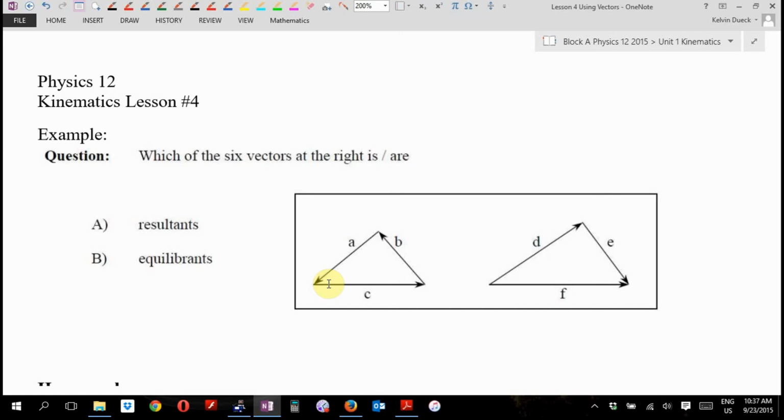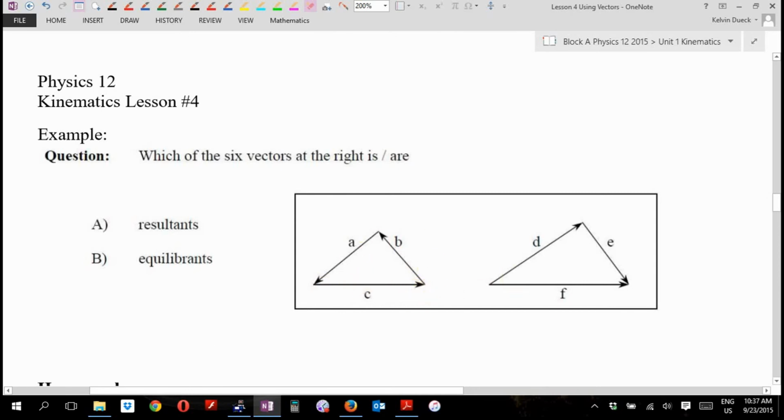Let's see. I would go like this. I would go like that. Is vector A what you would get if you added vector B tip to tail? It's not, because I would draw it that way, right? So vector A is not a resultant. Is vector B a resultant? Is that what I would get? Well, I would go vector A plus vector C. No, it would be that way, wouldn't it? Is vector C a resultant? I would go vector B plus vector A. You know what? None of these are resultants.